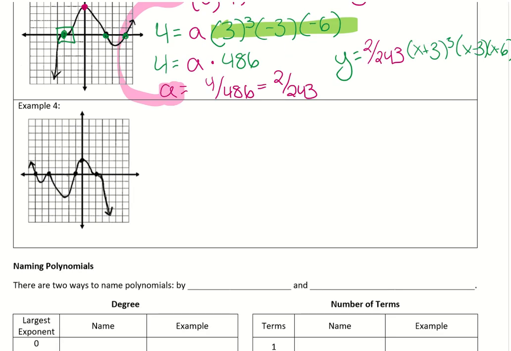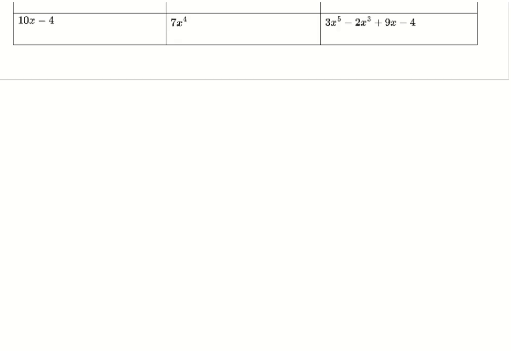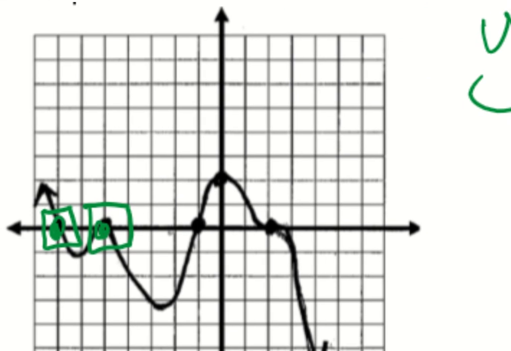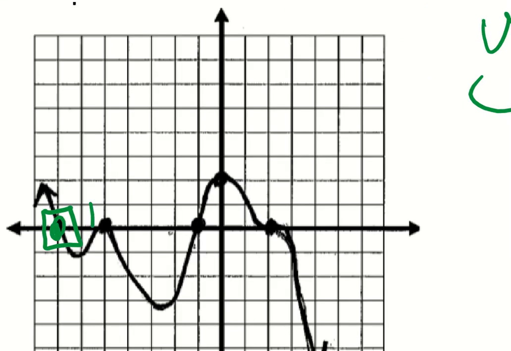Okay, so we're going to start the same way. y equals, and then an a value, and then we're going to write our factors. So here, be careful. I know it looks like a parabola, but you only care about the places where it touches the x-axis. So here, we've got a line.